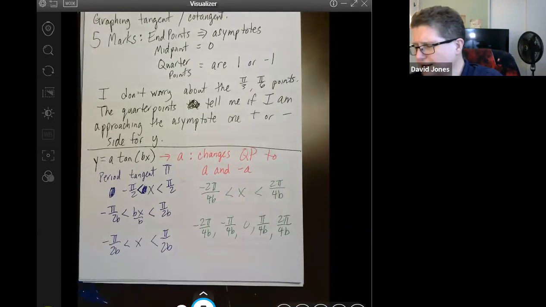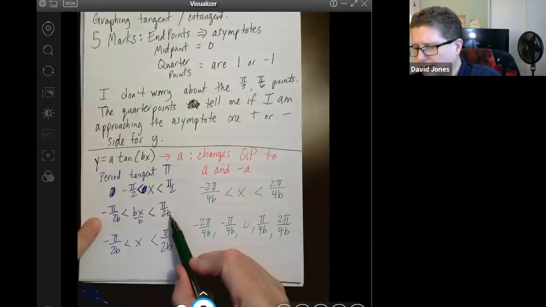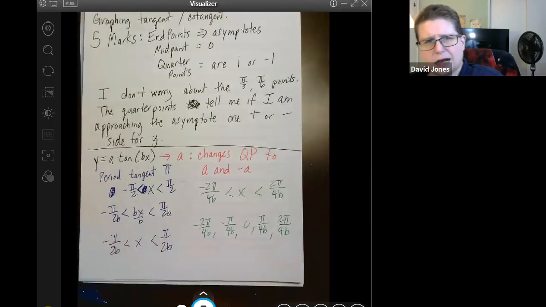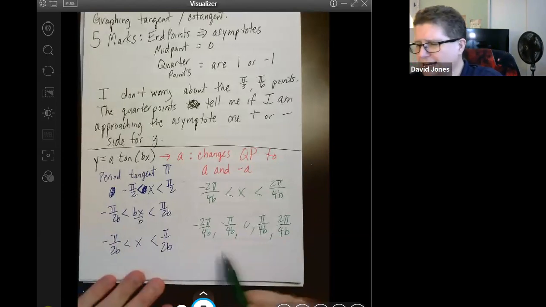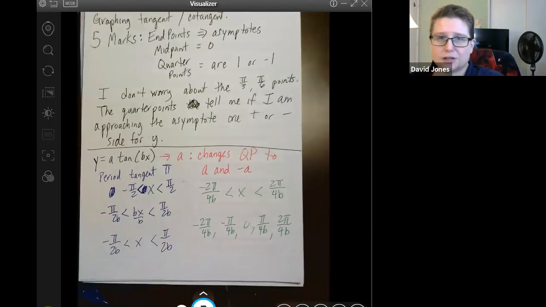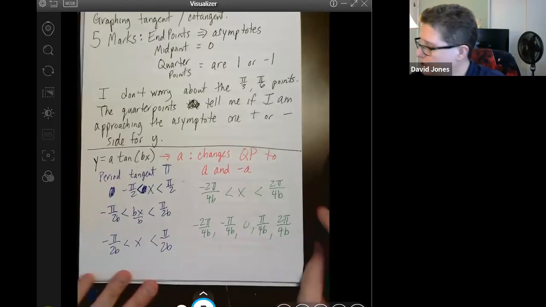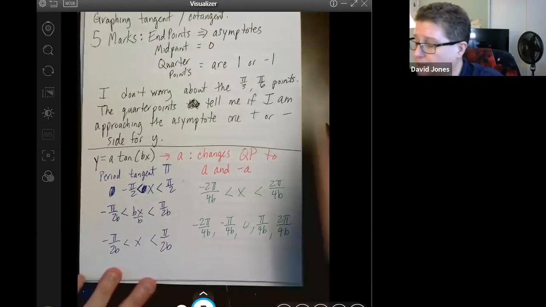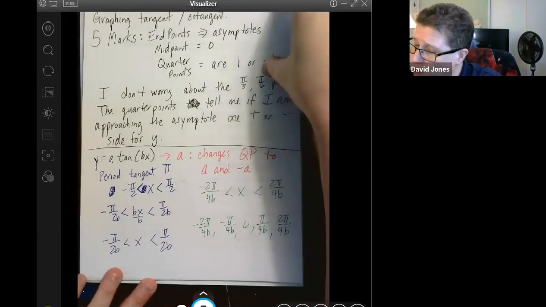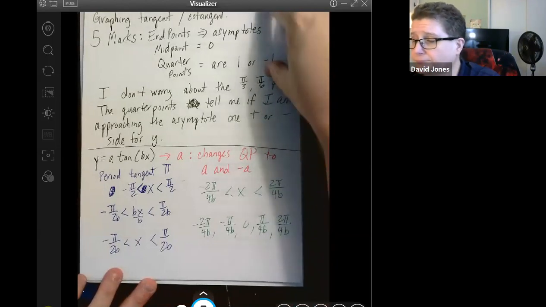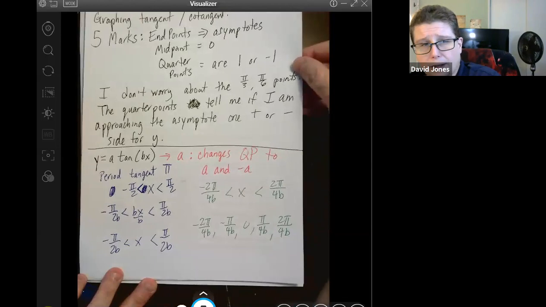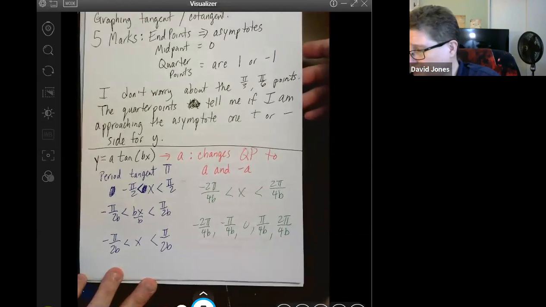Now, as long as you can get to here, and if you're okay breaking down and finding the quarter points, please do it that way. I think it's easier having these when we get to the shifts, the translations. So both methods work. Let's take a look at what's going on with cotangent. Pause and let you finish writing that.